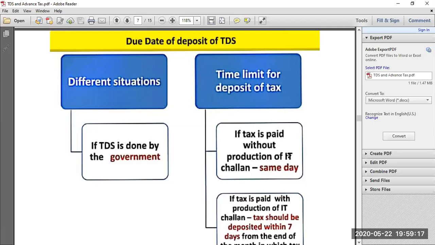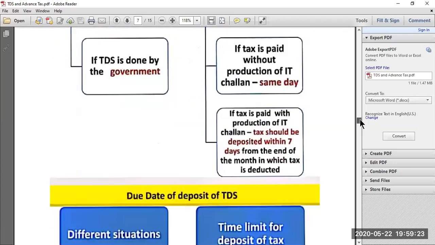That means if the government is deducting TDS today, on the very same day it has to remit the money to the government. Then again, if the tax is paid with the production of IT challan, tax should be deposited within 7 days from the end of the month in which the tax is deducted. Now, if you are paying the tax through production of IT challan or income tax challan, then again you will be given the time limit of 7 days from the end of the month in which the tax is deducted.